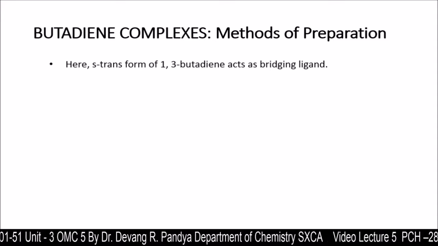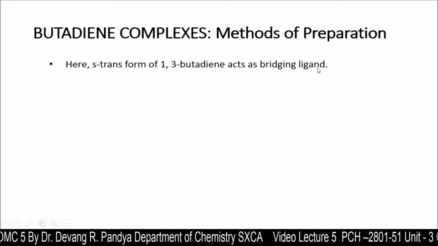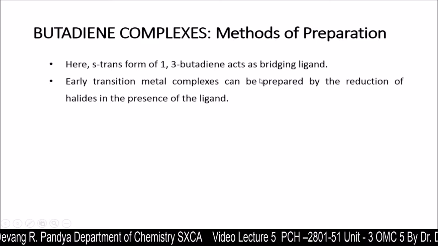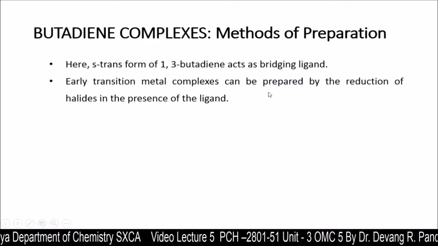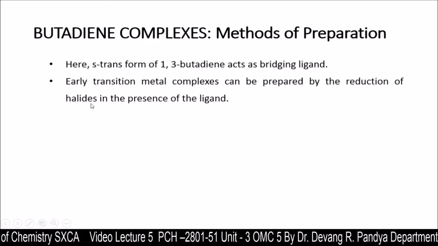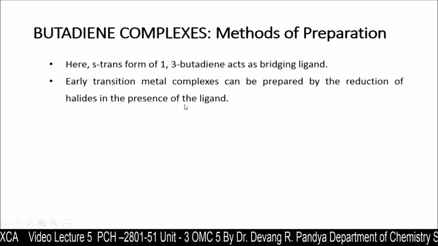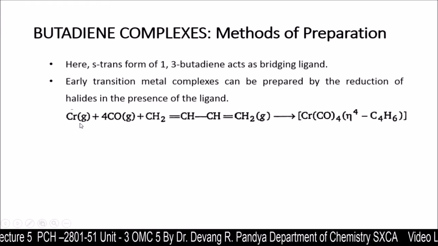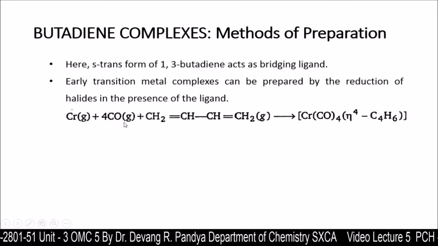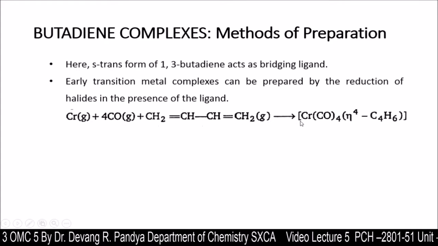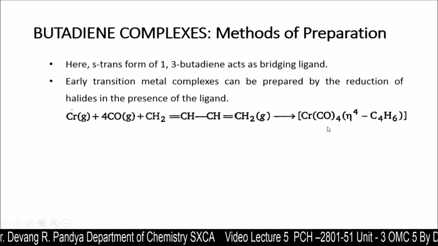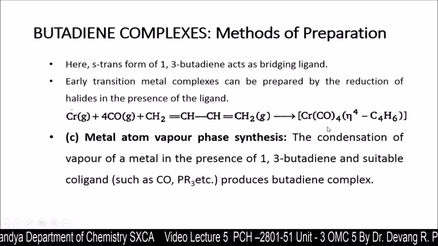Here, a trans form of 1,3-butadiene acts as a bridging ligand. Early transition metal complexes can be prepared by the reduction of halides in the presence of the ligand. Here you can see chromium in gaseous form, carbon monoxide in gaseous form, and 1,3-butadiene in gaseous form. We're going to get these complex formations directly.